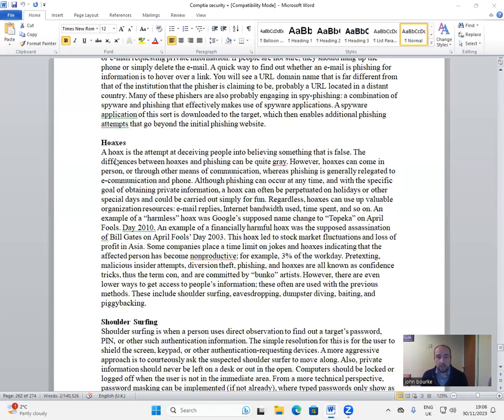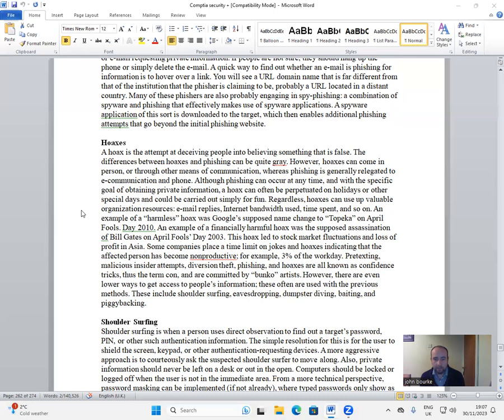Hoaxes. A hoax is an attempt at deceiving people into believing something that is false. The difference between hoax and phishing can be quite grey. However, hoaxes can come in person or through other means of communication, whereas phishing is generally relegated to e-communication and phone. Although phishing can occur at any time with the specific goal of obtaining private information, a hoax can often be perpetrated on holidays or other special days and could be carried out simply for fun. Regardless, hoaxes can use up valuable organization resources: email replies, internet bandwidth used, time spent, and so on.